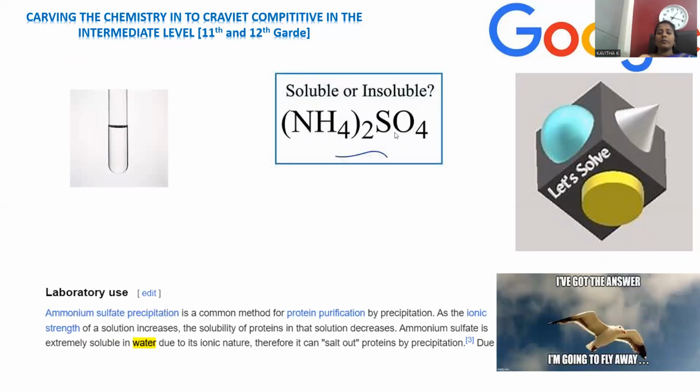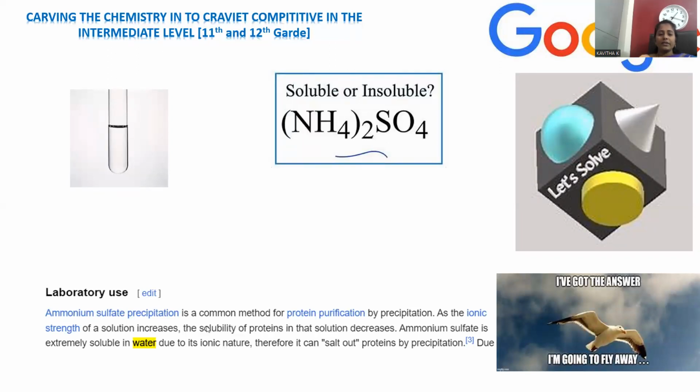And go with ammonium sulfate. Ammonium sulfate, if added to water, what happens? You can clearly examine, the test tube is completely clear. It's so clear in nature, no precipitate is formed. Hence, you can identify it is water soluble in nature.